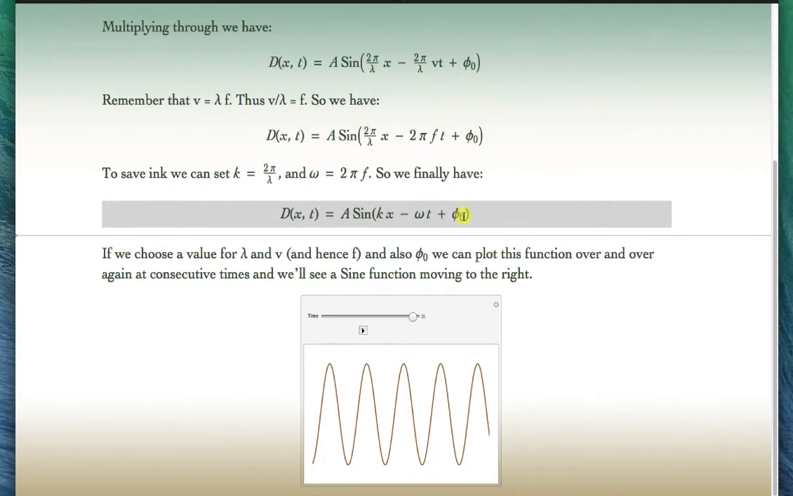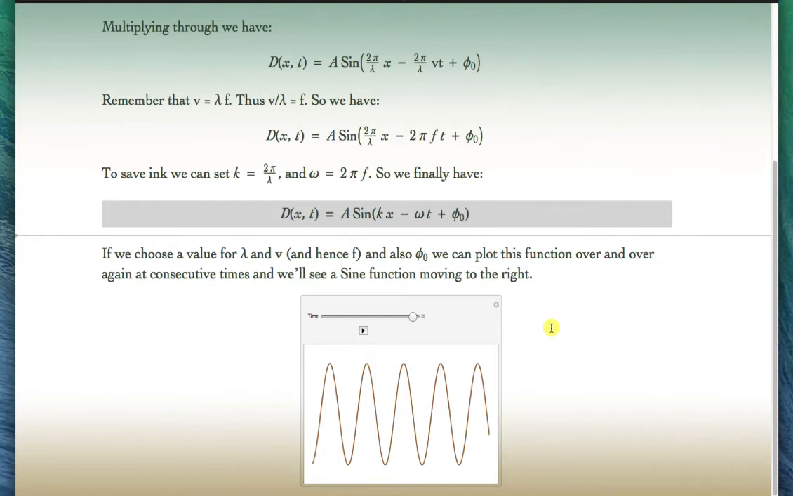And then we have a phase constant in here. So this is our final equation for a sinusoidal traveling wave, a wave that has a sine shape or cosine shape, and it doesn't change as time goes on, but it moves to the left or to the right. So what you would typically do then is you would choose a wavelength and you would choose a velocity.